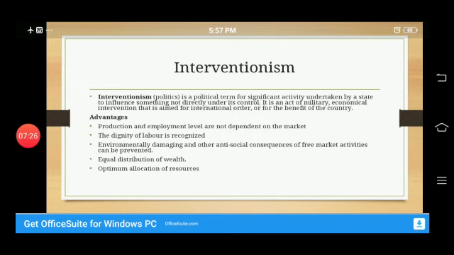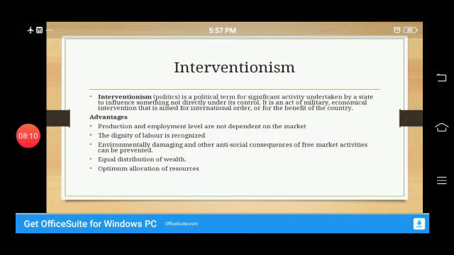Now, what are the advantages of interventionism? With interventionism, production and employment levels are not dependent on the market, but rather on systematic national economic planning. They will plan according to the needs of society, which sector should be flourished, which thing should be produced. Secondly, the dignity of labor is recognized. That means workers are regarded at the national level as a genuine social partner and not merely as another means of producing output.